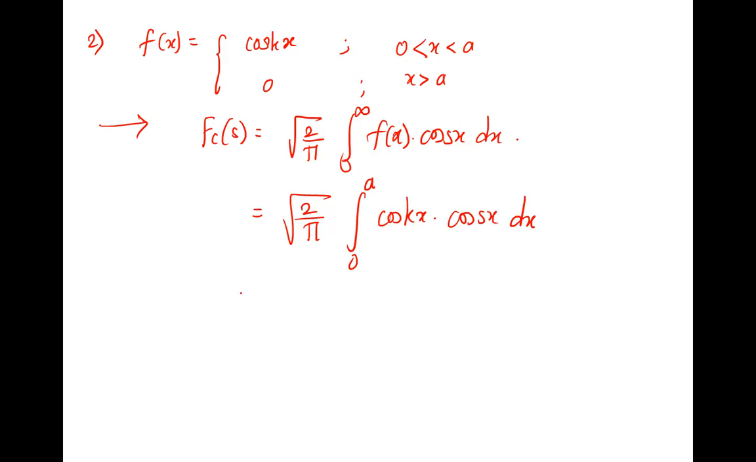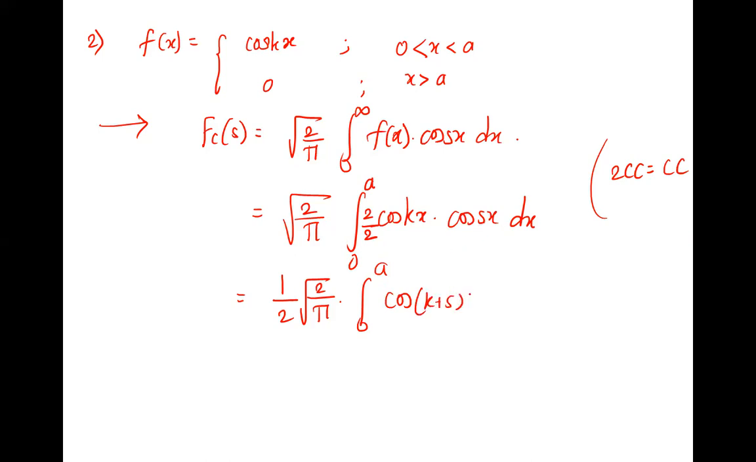We cannot separate, but we have a formula: 2 cos A cos B equals cos A plus B plus cos A minus B. So write 2 by 2, so that 2 will come out into root 2 by pi, integration 0 to a of 2 cos A cos B, which is cos(k plus s)x plus cos(k minus s)x dx.